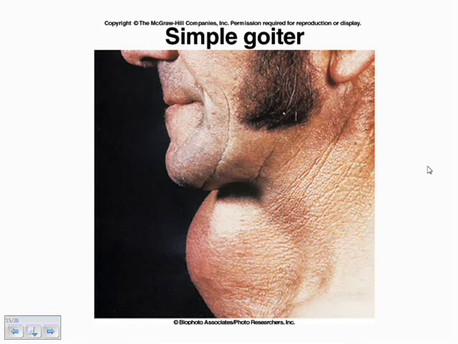We don't see that in the United States because why? Iodine is added to table salt in the United States. Iodized table salt. This is why. To avoid this. To make sure we have enough iodine.